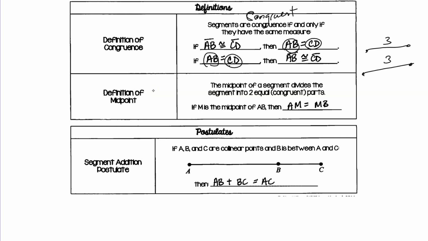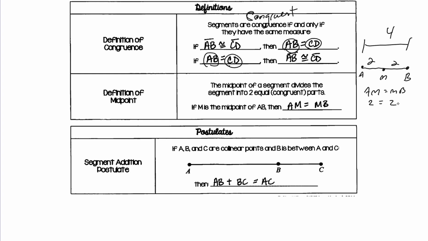Definition of a midpoint. The midpoint of a segment divides the segment into 2 equal congruent parts. So if M is the midpoint of AB, then AM equals MB. So to visualize this, let's say I have a segment. Here's A and B. Now, if M is the midpoint, doesn't M have to be in the middle? And if this whole line, AB was 4, doesn't that make this 2 and this 2? So if M is splitting AB perfectly in half because it's a midpoint, that means that AM is going to be equal to MB. Both equaling 2, right? Because 2 equals 2.